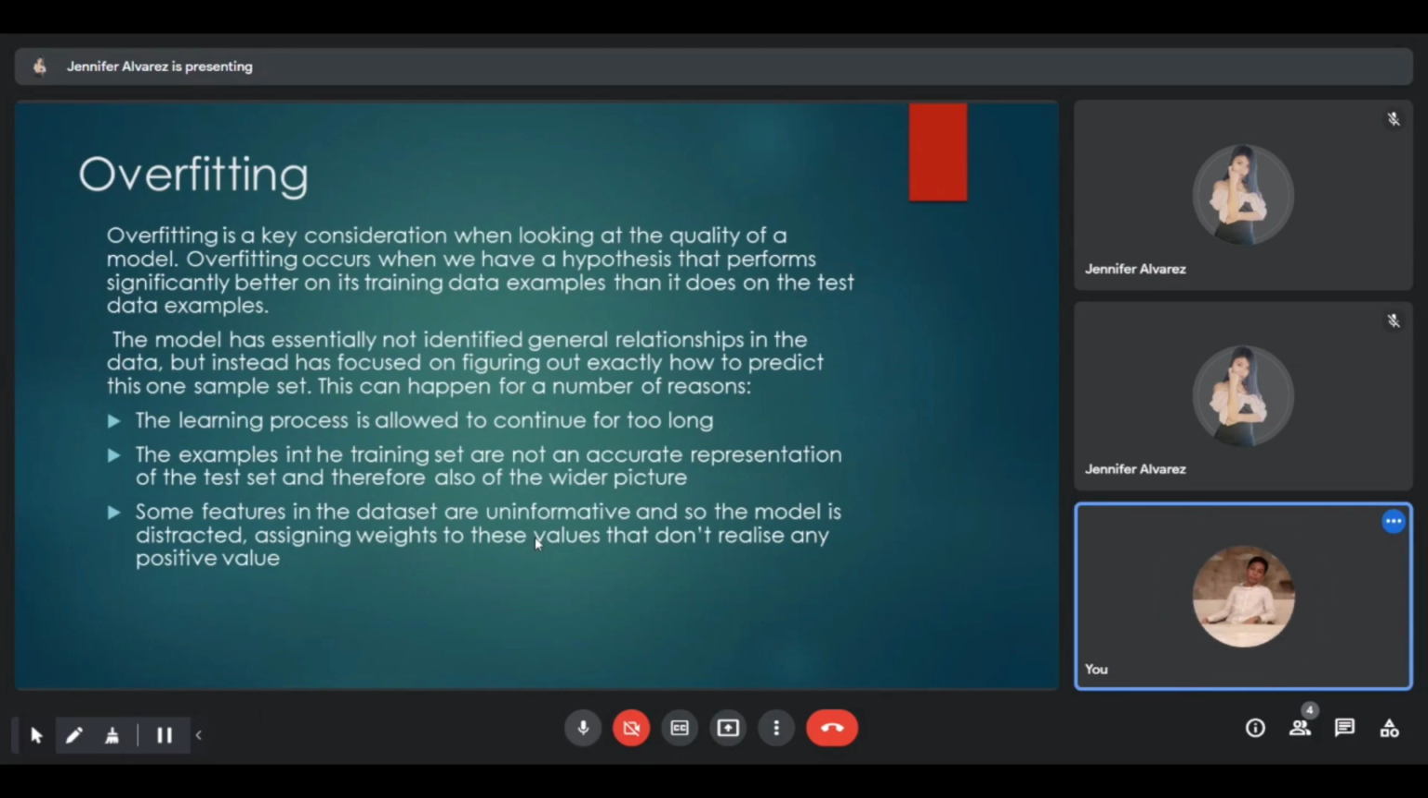This can happen for a number of reasons. First, the learning process is allowed to continue for too long. Second, the examples in the training set are not an accurate representation of the test set and therefore also of the wider picture. Third, some features in the dataset are uninformative and so the model is distracted, assigning weights to these values that don't realize any positive value.